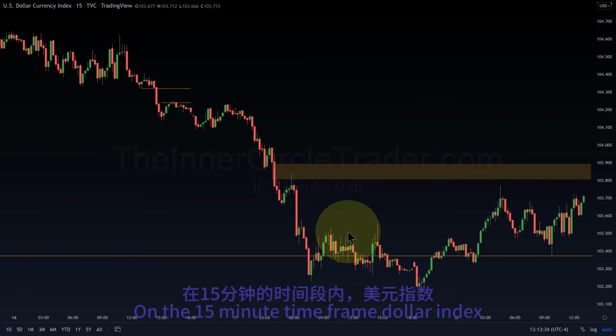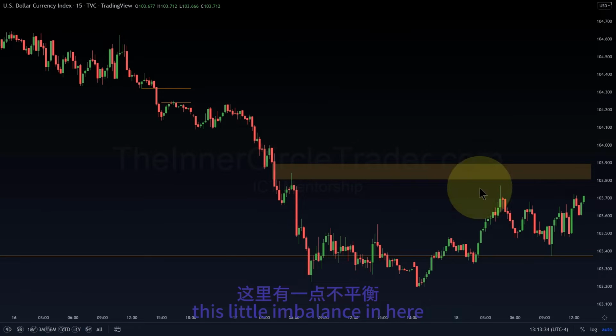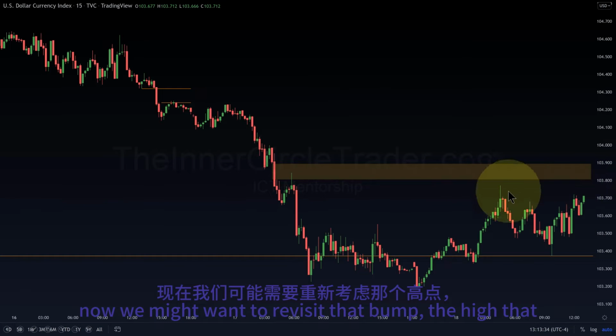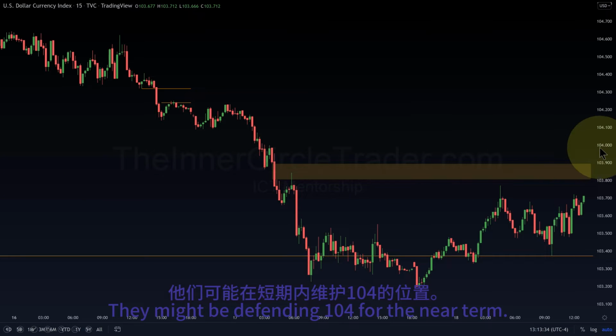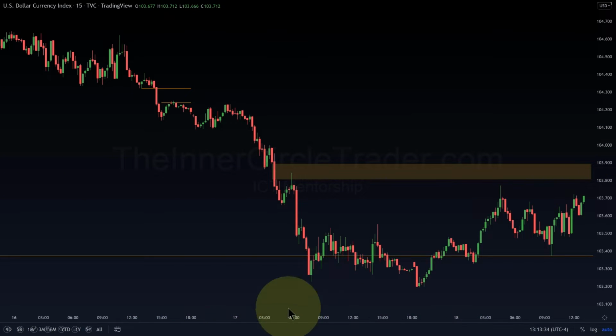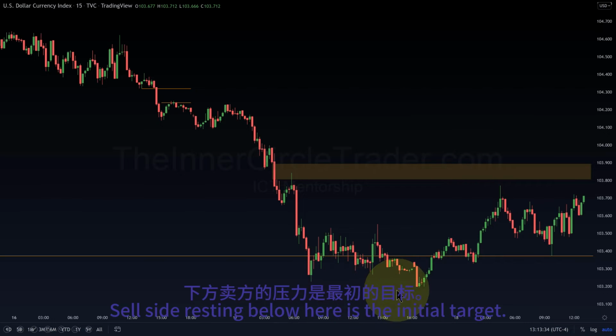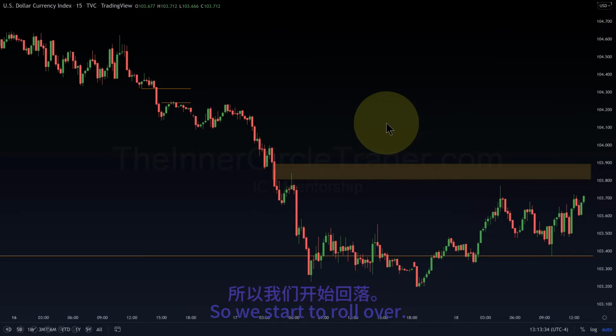On the 15-minute time frame dollar index, this little imbalance in here, we might want to revisit that, bump the high. That might be an area they want to sell. They might be defending 104 for the near term. Sell side resting below here is the initial target should we start to roll over.